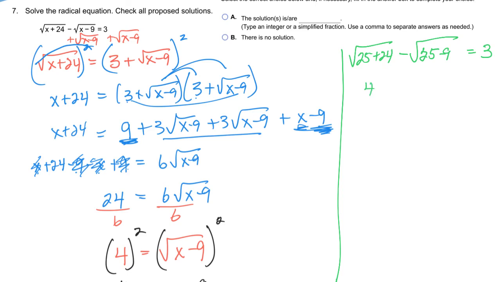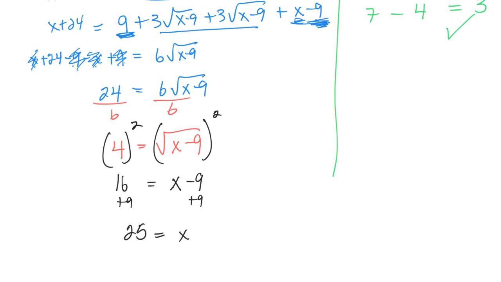25 plus 24 is 49. 25 minus 9 is 16. The square root of 49 is 7. The square root of 16 is 4. 7 take away 4 is 3. Right on. So that means my answer down here of 25 is correct.